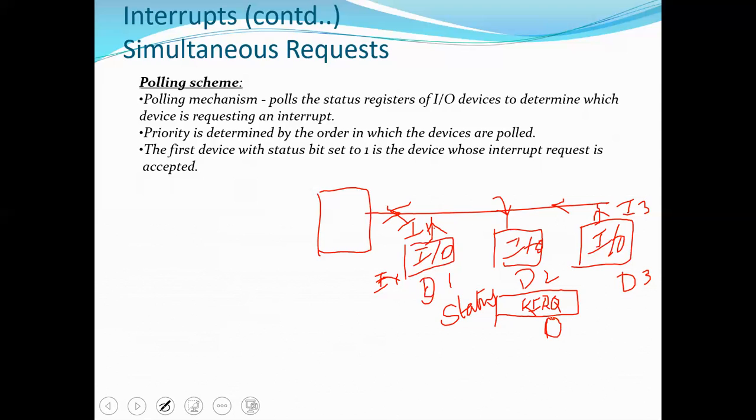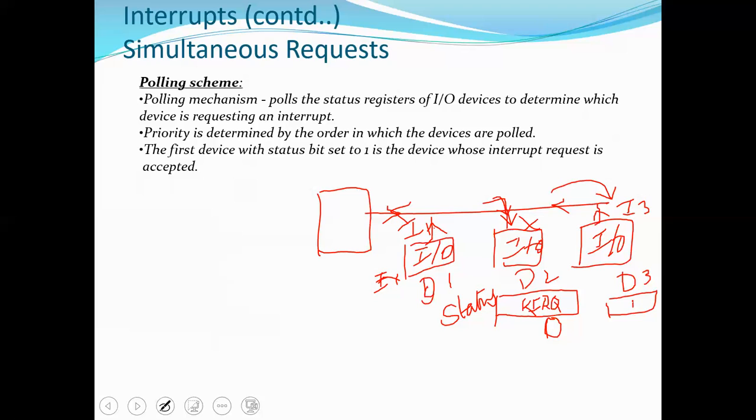Okay, so processor checks. Suppose it starts checking from device 2. It checks that the status bit is not set to 1. Okay, it is set to 0. So this has not sent the interrupt. Next, it checks the next device. Yes, here the status flag is set to 1. That means interrupt is sent by I3. That is, interrupt I3 is sent by the D3 device.